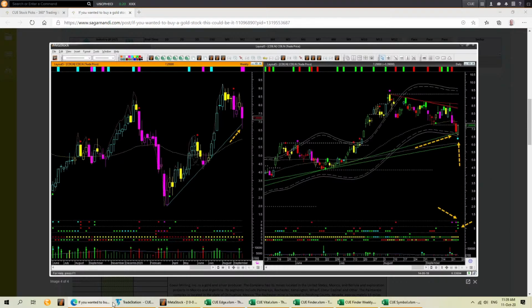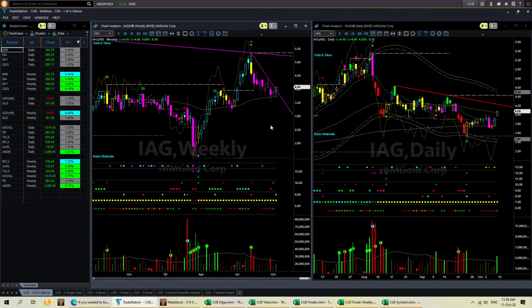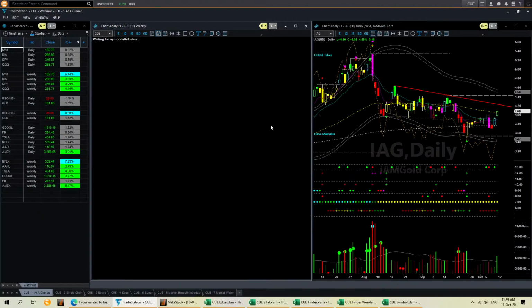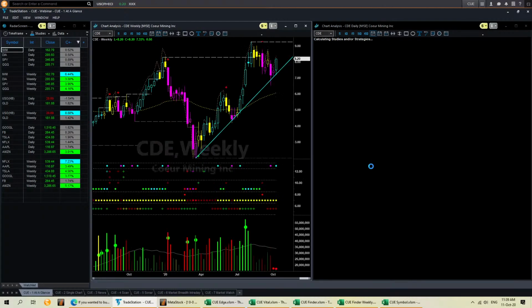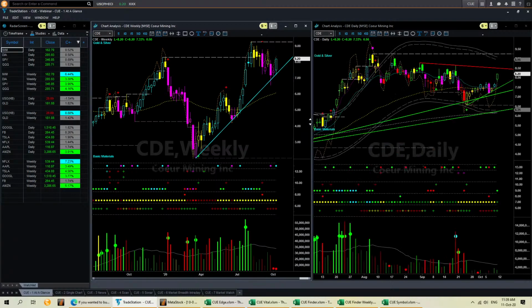Let's look at CDE today. Another gold mining stock like I am Gold. See, I shared the idea on this day, somewhere here in the weekly chart. The support lines held beautifully. Price never went down below that. Now the weekly and daily both are very bullish.